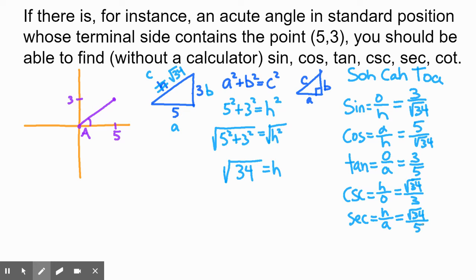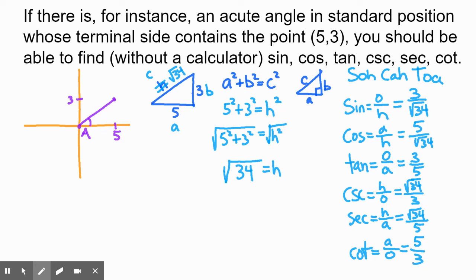And what else we got? Oh, the cotangent. The cotangent is the adjacent over the opposite, because it's the inverse of the tangent. So that's going to be the adjacent, which is 5, the one touching the angle, over 3. And there you go. How about that? All 6 functions.